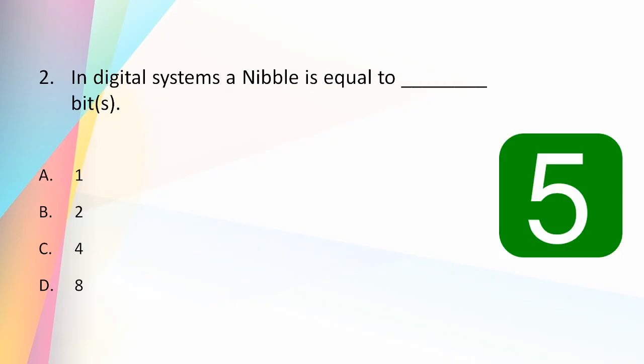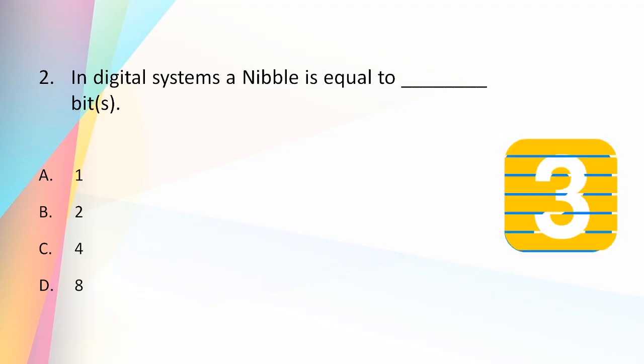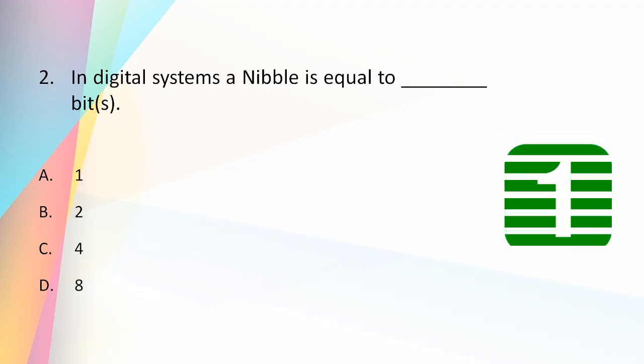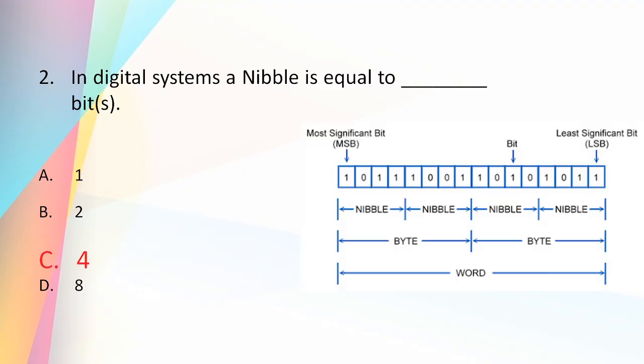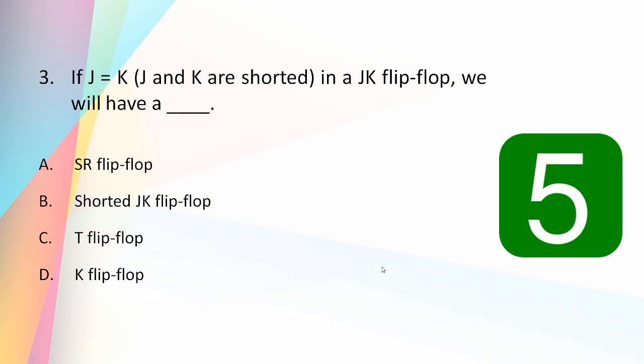In digital systems, a nibble is equal to dash bits: 1, 2, 4, 8? And the answer is 4. So in binary we have only zeros and ones, and a combination of 4 bits is called a nibble, a combination of 8 bits is called a byte, and that of 16 bits is called a word.